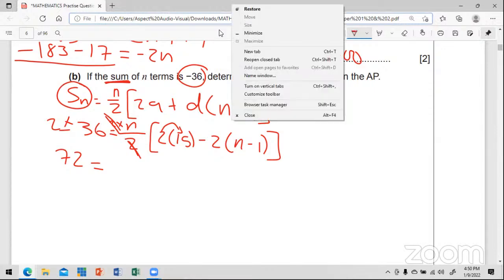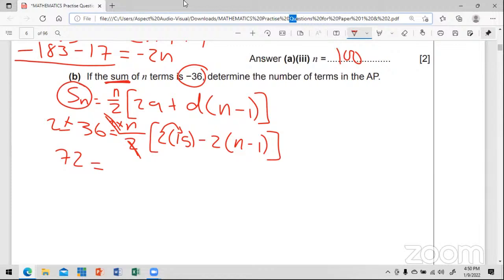What is happening? Someone's playing. No, it has been doing this since, yeah.